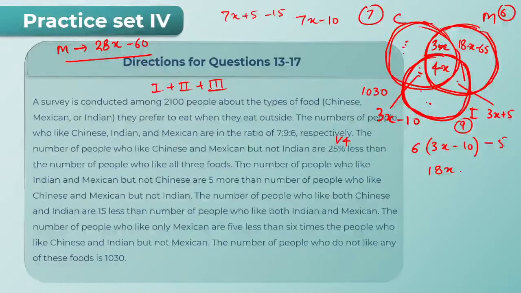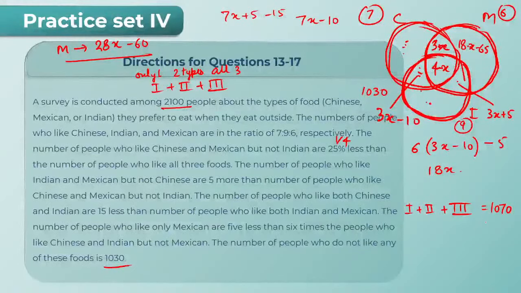So one is those who like only one food, right? 2 types, and those who like all 3 types. Okay, these are the 3 categories of people. So what is the value of 1 plus 2 plus 3? That is equal to 1070, क्योंकि 2100 people, right? Out of these 1030 do not like anything. This is this. और सेकेंड इक्वेशन किस फॉर्मेट की बनती है?